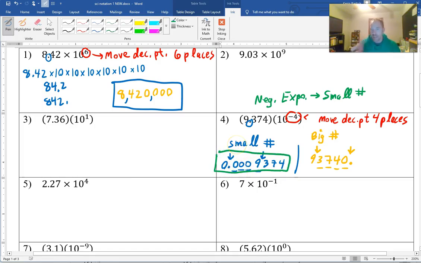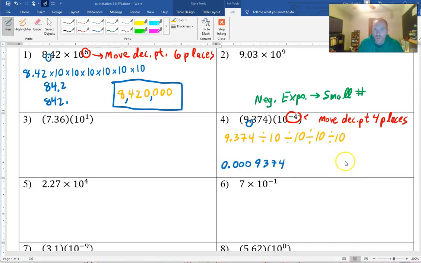That would be my answer. That's 9.374 times 10 to the negative 4th. Again, another way you could think about it is the negative exponent being repeated division. I'll write that one out. So if you think about that negative exponent as repeated division, I've written out the expanded form there.